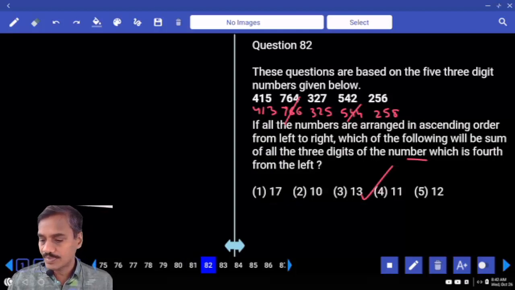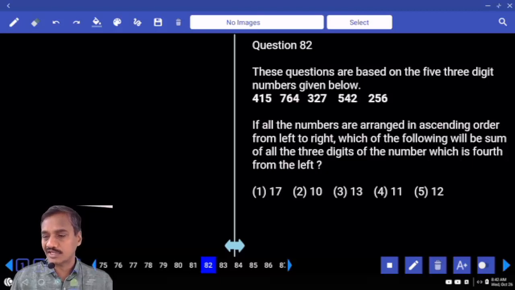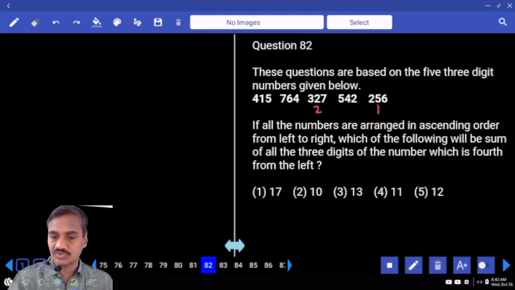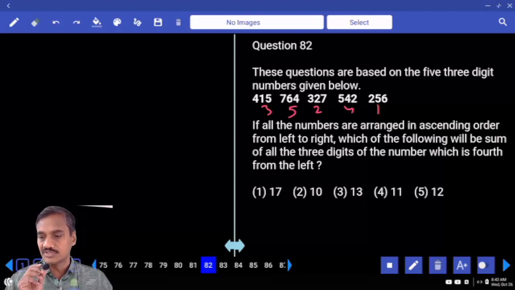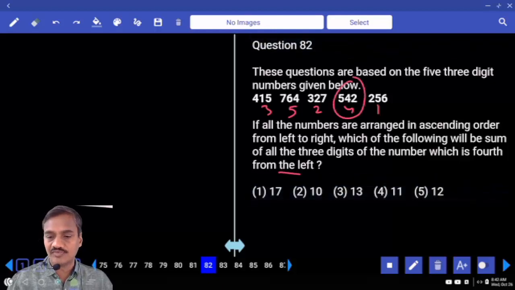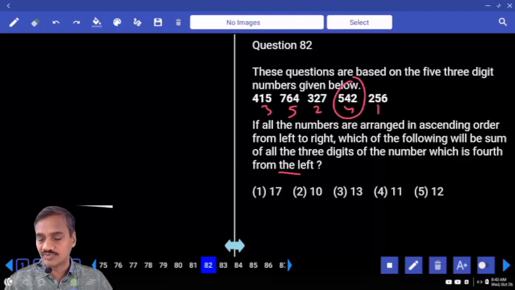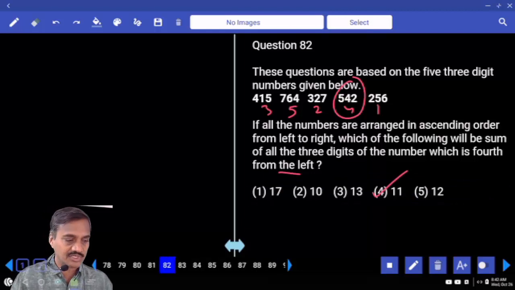Then 82. Now if all the numbers are arranged in ascending order from left to right, numbers mean this is 1, this is 2, this is 3, 4 and 5. All the numbers are arranged in the ascending order, then which of the following will be the sum of all the 3 digits of the number which is 4th from the left. Now what is the 4th from the left? 542, and then the sum is 5 plus 4, 9 plus 2, 11, choice 4, question number 82.